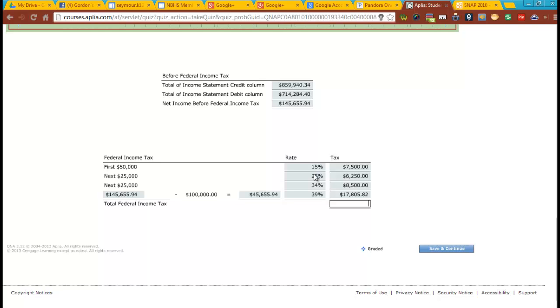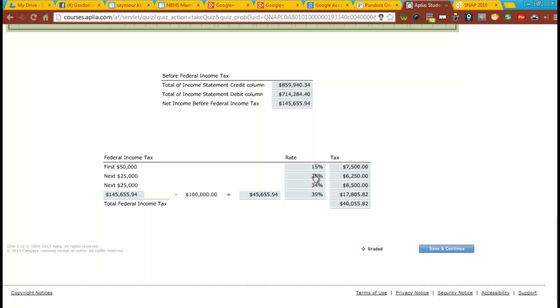Now, what we have to do is add up all of these numbers: 7,500, 600, 6,250, 8,550, plus 17,805.82. That is this company's actual tax that they have to pay to the government. So the tax that they owe based on their net income is $40,055.82. Would you agree?